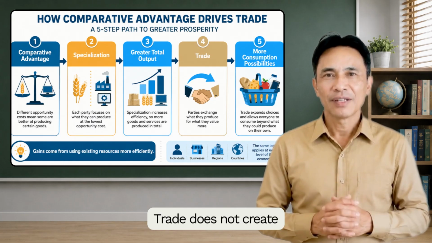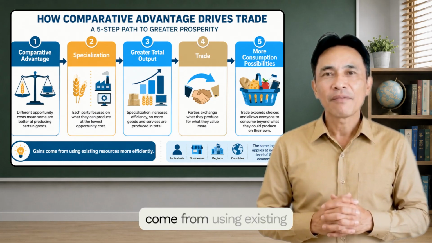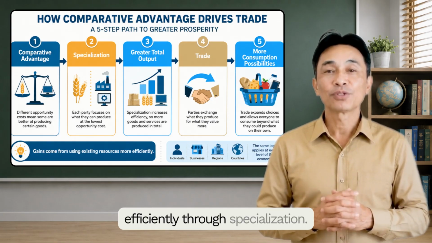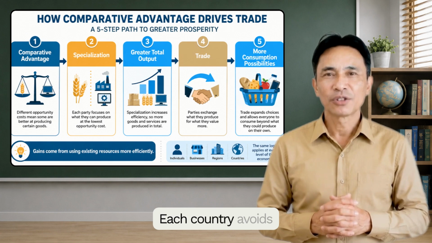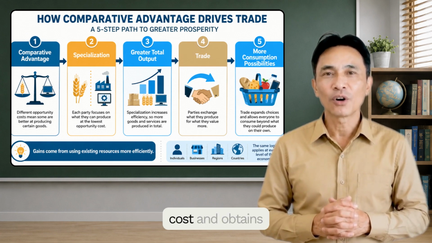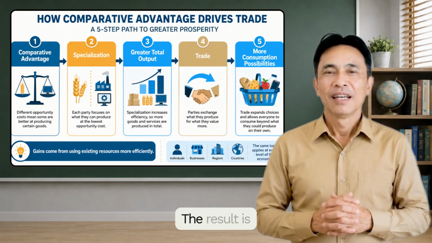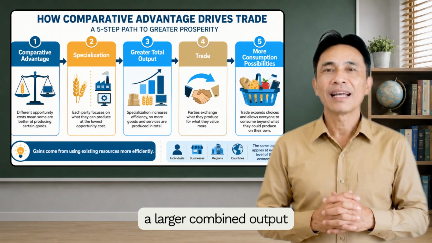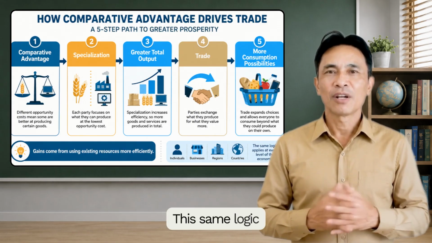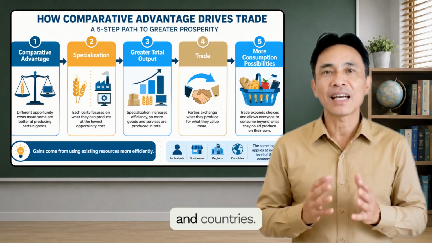Trade does not create new physical resources by itself. The gains come from using existing resources more efficiently through specialization. Each country avoids producing the good that has the higher opportunity cost and obtains some of that good through exchange instead. The result is a larger combined output and more consumption possibilities. This same logic can apply to individuals, businesses, regions, and countries.